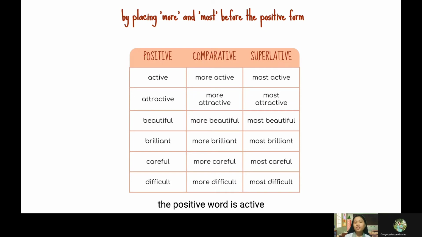Active. The positive word is active. The comparative of it is more active, and the superlative of it becomes most active. Attractive becomes more attractive, and then most attractive. Beautiful to more beautiful becomes most beautiful. Brilliant to more brilliant, to most brilliant. Careful becomes more careful to most careful. Difficult, that's my example, becomes more difficult to most difficult.